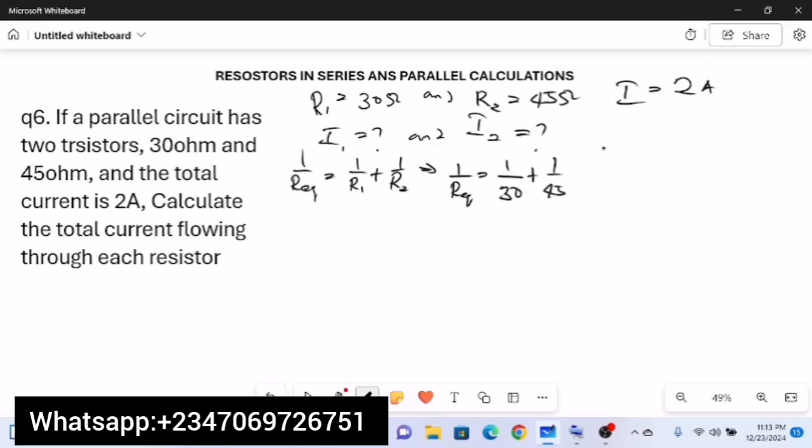So the LCM here has to be a multiple of the two, right? So simply 30 times 45 gives us the LCM. Let's obtain 30 times 45. So you have 1350. So the LCM there is simply 1350, which is 30 times 45.